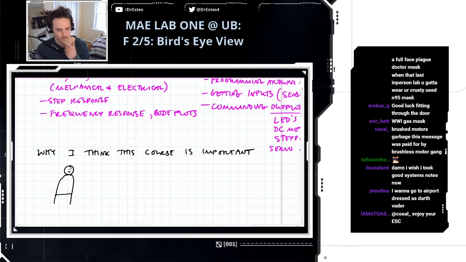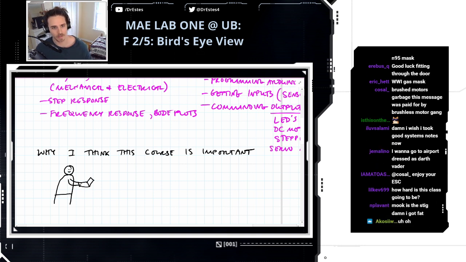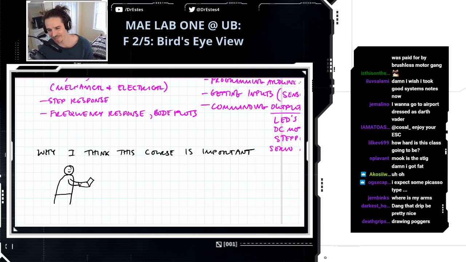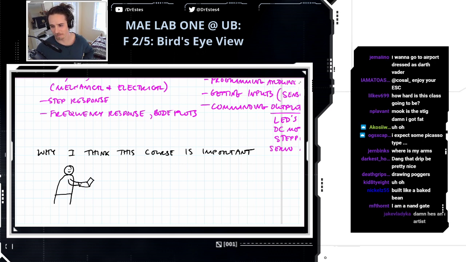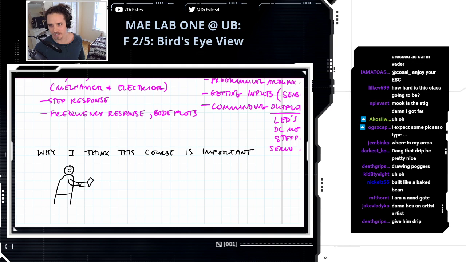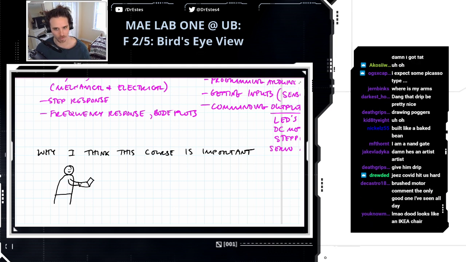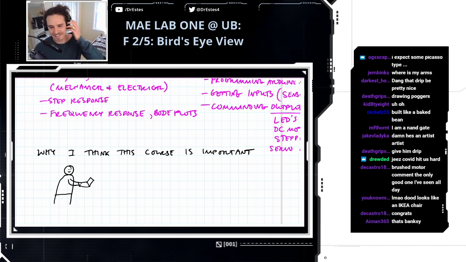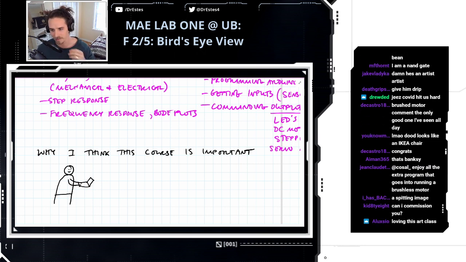All right. And we are, at least right now, in this remote learning environment. Jernbink says, "Where's my arms?" Built like a baked bean. I'm okay, I've seen that TikTok with the bean. Okay, so that's kind of what we're going for. All right, looks like the dude looks like an IKEA chair. All right, so I know you're impressed. Can I commission you? Yes.